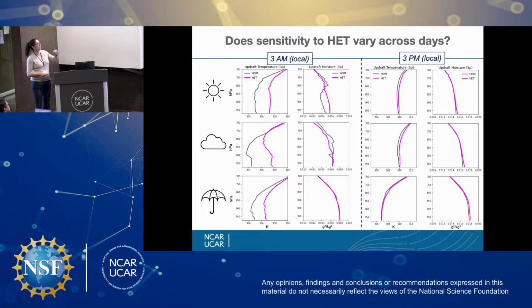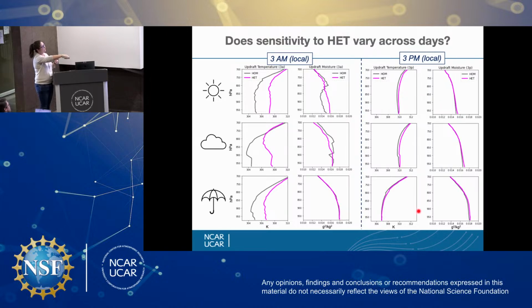Next, if we look at cloudy days and rainy days, again, I think there are some unique differences, but overall the story is fairly consistent. On all days, we see that the updraft temperature increases when you add in heterogeneity, more so at night than during the day. During the day, on rainy days, what I think is kind of interesting is that there's almost no impact of heterogeneity.